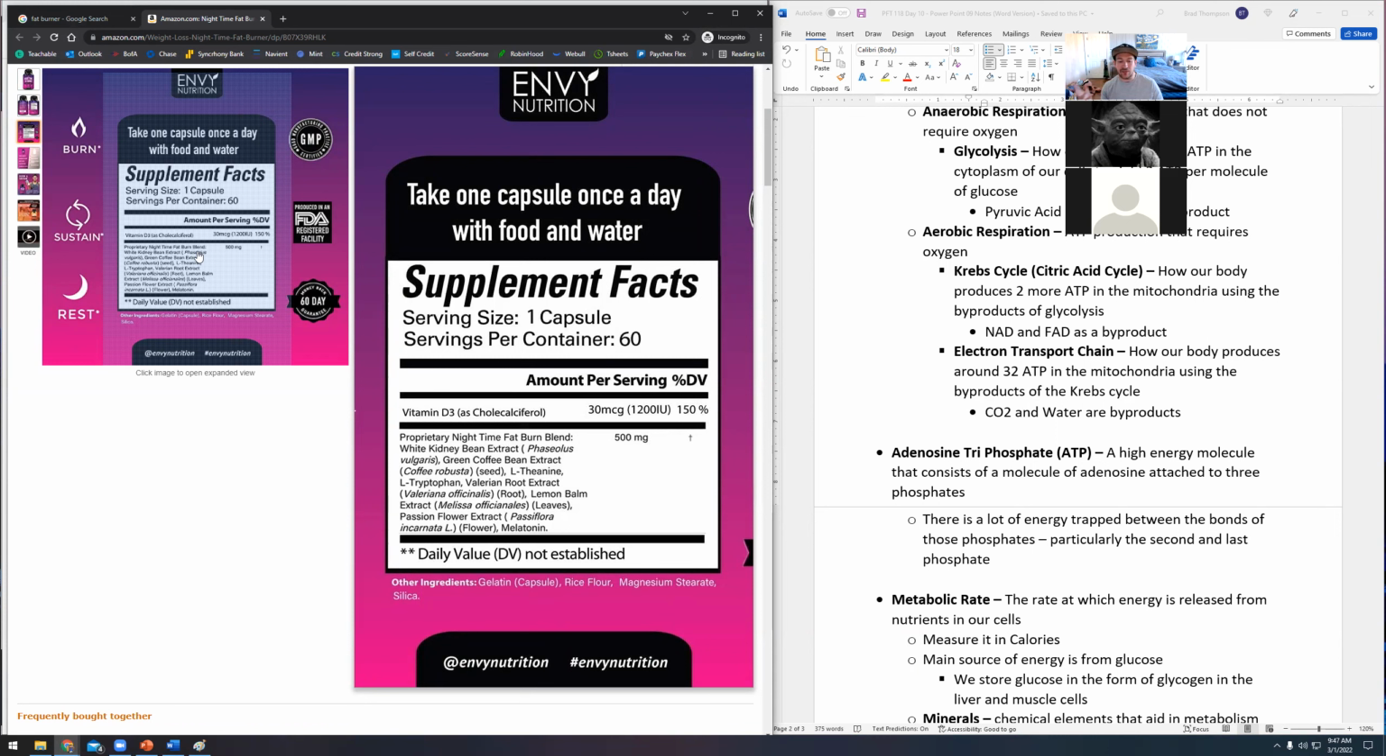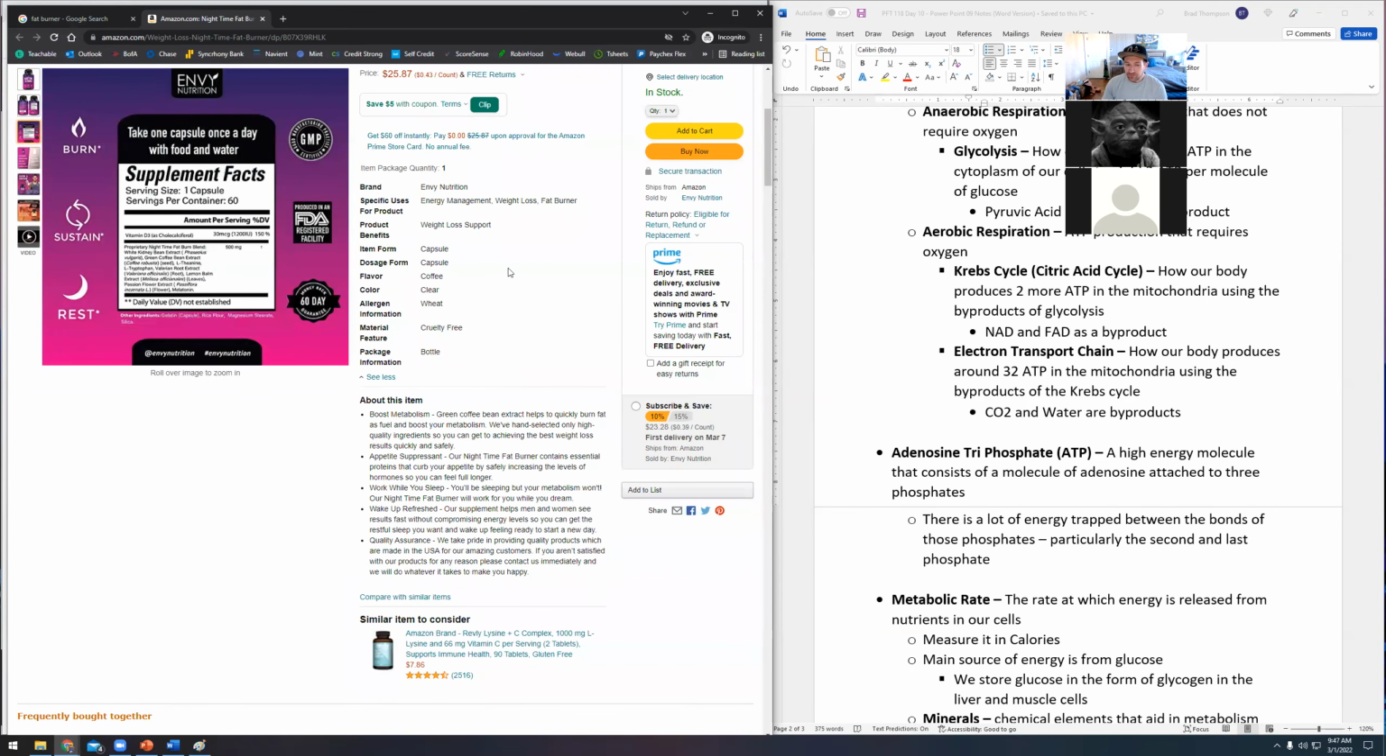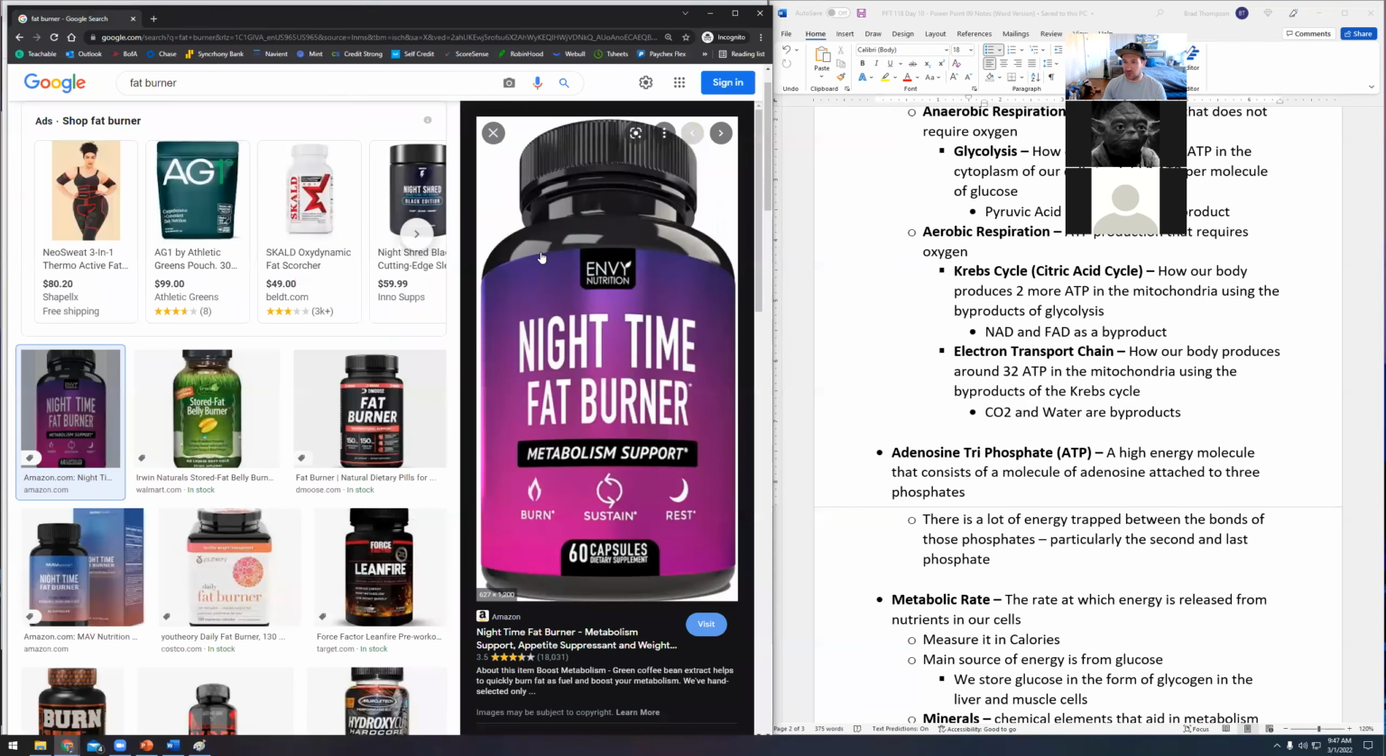So it's a lot of flowers and stuff. And then there's a little bit of melatonin in there to help you stay asleep, right? So when I look at a fat burner like this and I look at those ingredients, it's like, all right, that's honestly not really doing much.